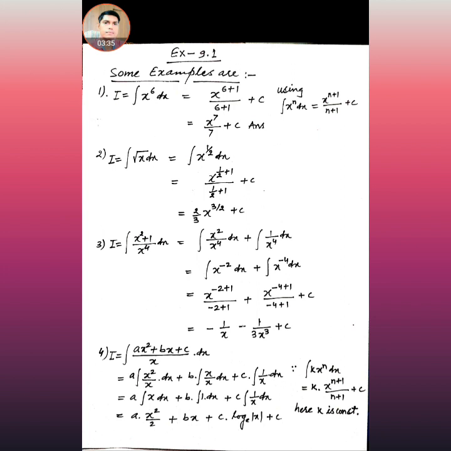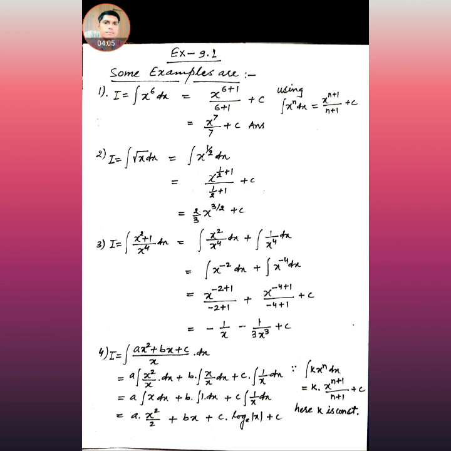Second example, integration of root x. First of all, we write root x is equal to x raised to power 1 by 2. Then we use the same identity. So we get x raised to power 1 by 2 plus 1 upon 1 by 2 plus 1 plus C. Our final answer is 2 by 3 x raised to power 3 by 2 plus C.